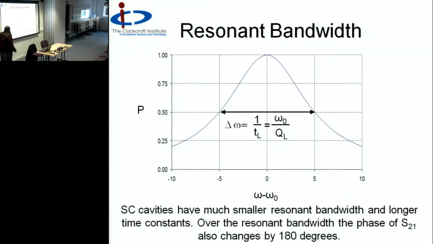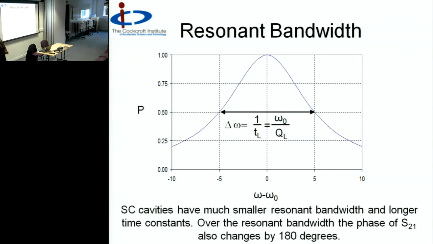From the system you measure, the bandwidth of the resonance is 1 over what we call TL, which is the loaded time, given by omega naught, the resonant frequency, divided by QL, the loaded Q factor. So the cavity has a finite width over which it operates. If you have a very high loaded Q cavity, you have a very narrow resonance, which can be problematic. If your QL is too large in some superconducting systems, you end up being unstable because you can never keep your cavity's resonant frequency to a small enough level.